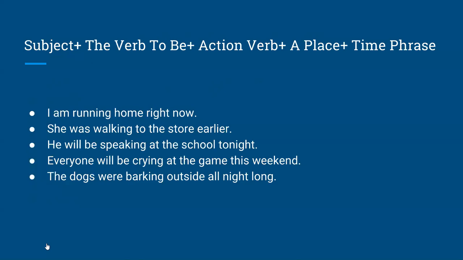So here are our examples. Same sentences, we're just adding stuff. I am running home right now. She was walking to the store earlier. He will be speaking at the school tonight. Everyone will be crying at the game this weekend. The dogs were barking outside all night long. So it's all about when. When was something happening? Right now, earlier, tonight, this weekend, all night long. Stick it at the end and you're safe.